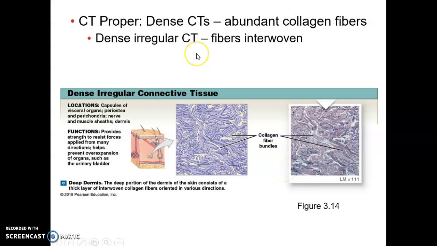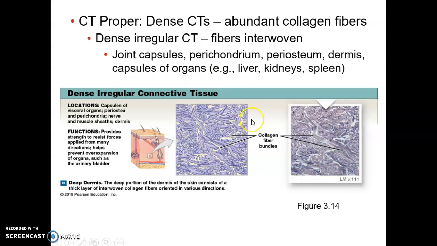A lot of collagen fibers, it's very abundant, and this tissue is found in joint capsules, the capsules that surround our joints, perichondrium, which surrounds cartilage, periosteum, which surrounds bone. So we will look at this tissue again when we do the skeletal system and joints. Down in the dermis, this deeper layer of our skin. So we'll revisit this tissue when we look at the integumentary system in our next chapter, and in the tough capsules that surround some organs in the body.